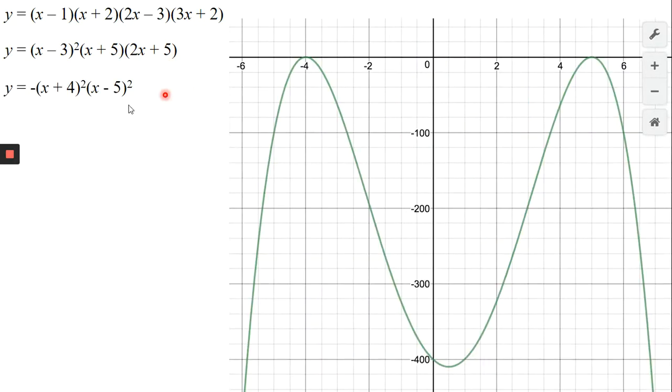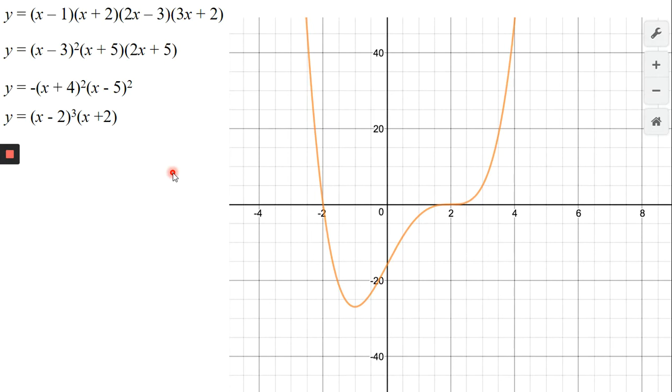Next one, I can see that one's got a negative, so this one looks more like an M shape. Both of them are double ones. That one crosses at 4. That one crosses at minus 4. So we change the sign. Yep, that one crosses at 5.